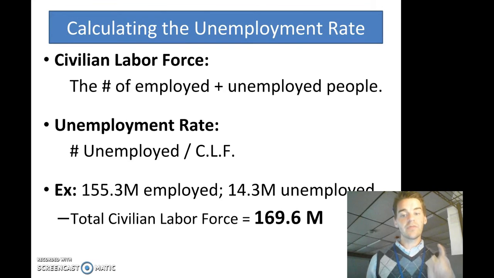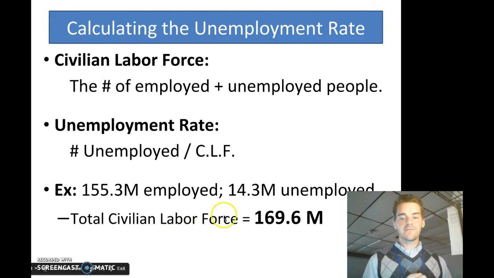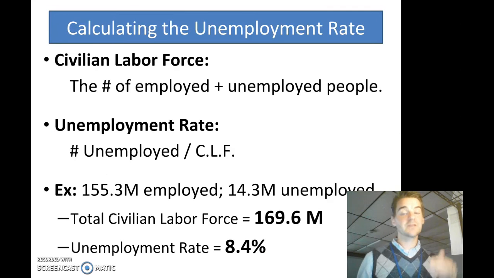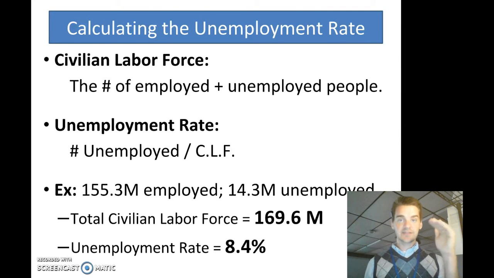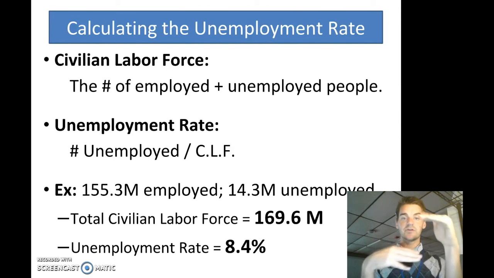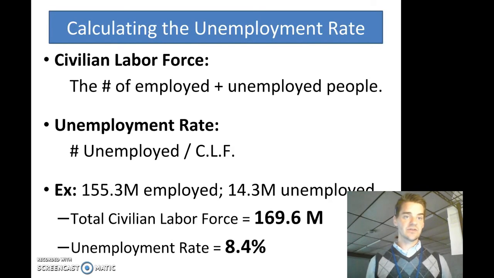So then, if we took that 14.3 million, and we divided that by 169.6 million, then you would get an unemployment rate of 8.4%. And you probably don't know, but in our country, 8.4% unemployment is pretty high. We like to see unemployment be between about 3 to 5%. And 3 to 5% is sometimes considered normal. In fact, it's not even considered a problem.